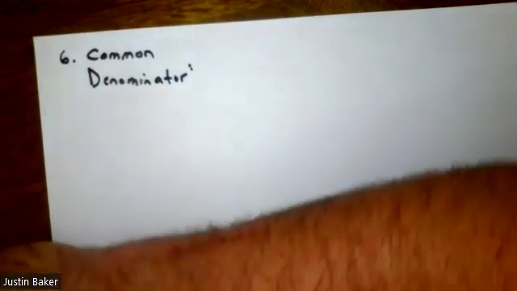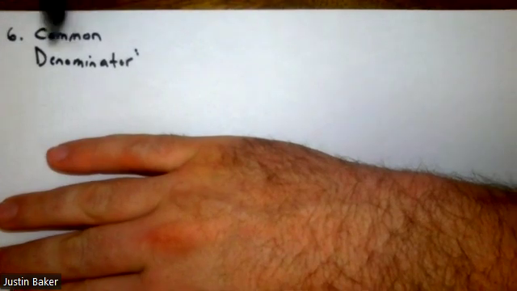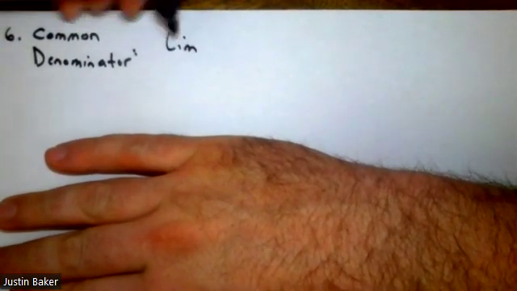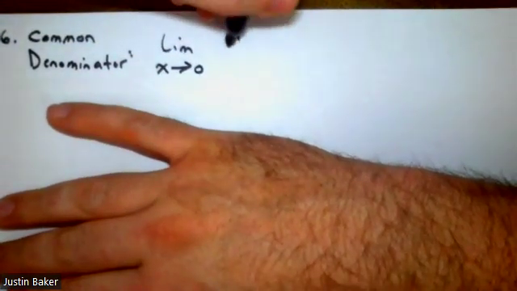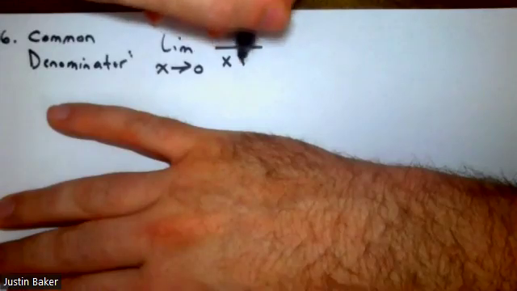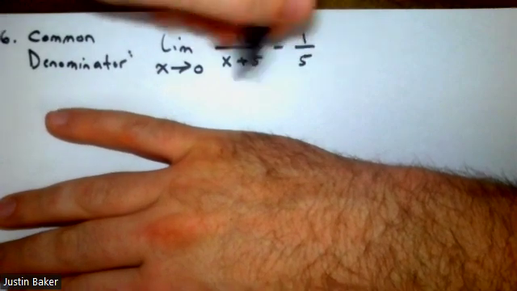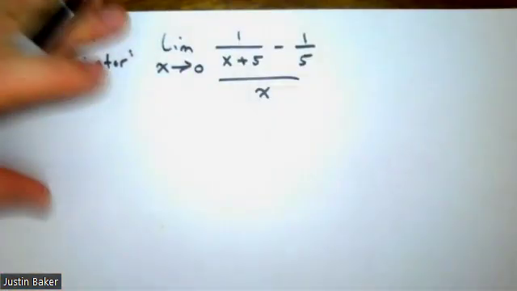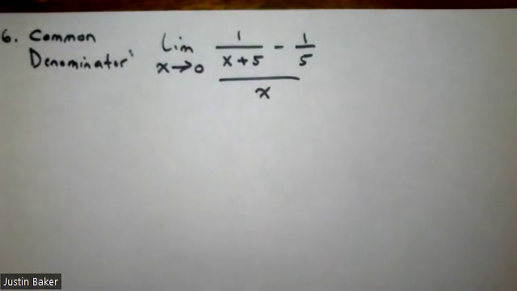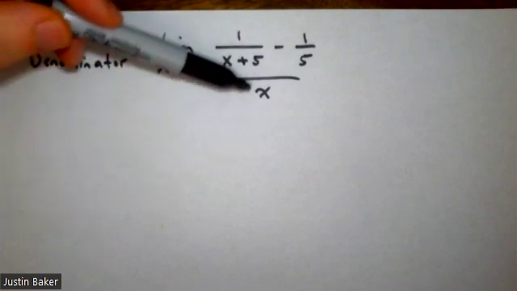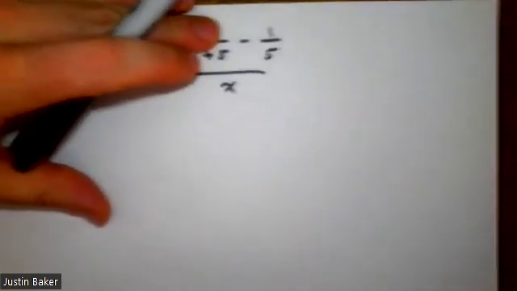denominator. So what are we talking about when we're saying common denominators? Common denominators tie into when we're looking at a fraction. So example, the limit as x approaches 0 for 1 over x plus 5 minus 1 over 5, and all of that divided by x. Okay, so can I plug in 0? No, because that would make the bottom of this equal to 0. So we are going to look at setting up a common denominator.